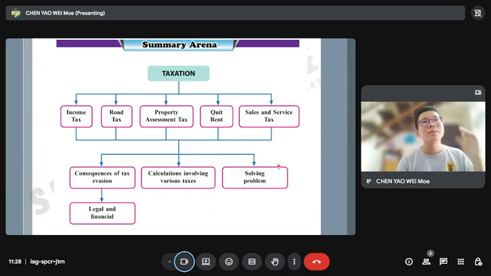So in our conclusion, taxation, we have 5 taxes, basic tax, and if you don't pay the tax, you face the consequence of tax evasion. Sometimes all the taxes will be calculated, for the 5 taxes, and also solving problems. So that's all for today. Our taxation is just a simple chapter. Okay, that's all from here.